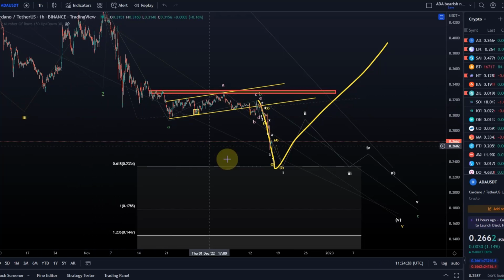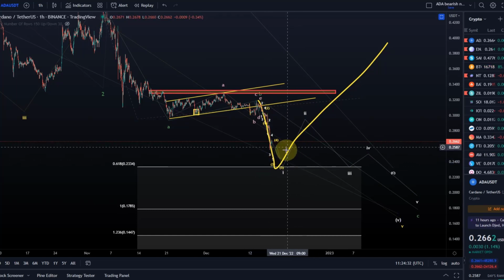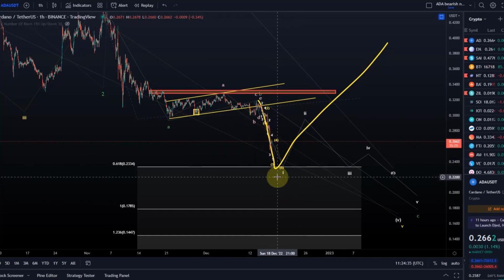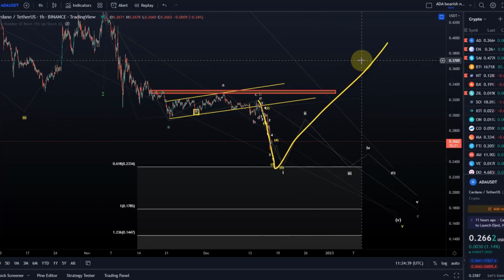But irrespective of that, as soon as we see 5 waves up, we can at least consider the bear market finished for ADA, because it made a lower low, it hit target and it would move up in 5 waves. But until we see that, I would expect further declines. So this is only one scenario.